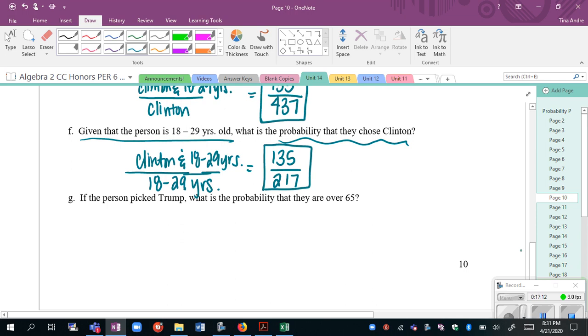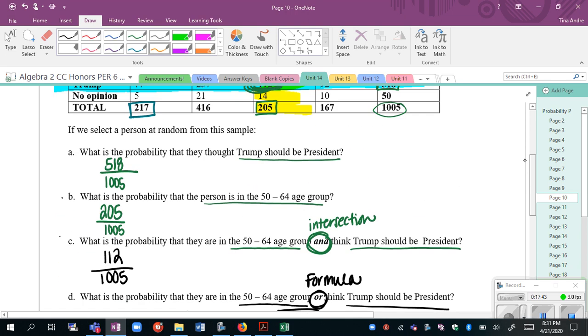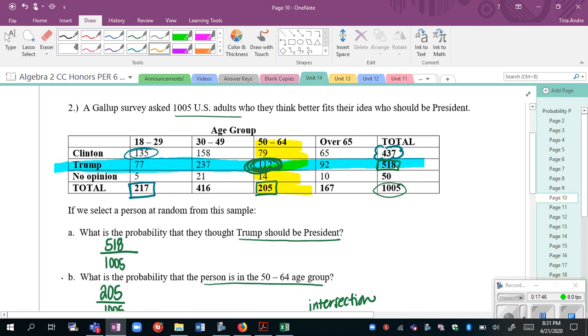And then lastly, we have if the person picked Trump. So this is a given. Notice that it doesn't say given, but it's the same meaning. It says if the person, so this indicates given that the person picked Trump, what is the probability that they are over 65? Given that they picked Trump, what's the probability that they picked Trump and are 65 or over? Let's look in the table. Given that they picked Trump, so 518, what's the probability that they're over 65? 92 out of 518.